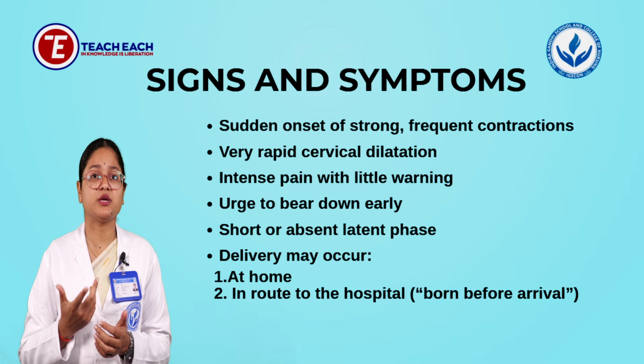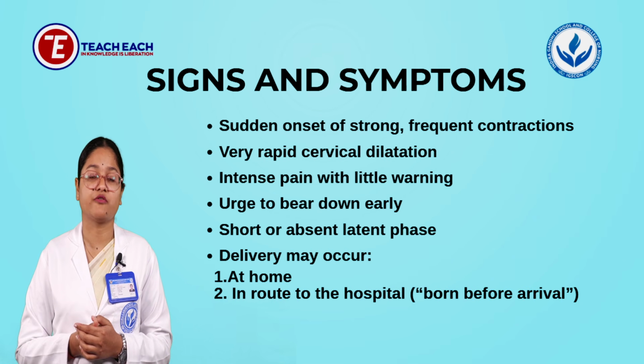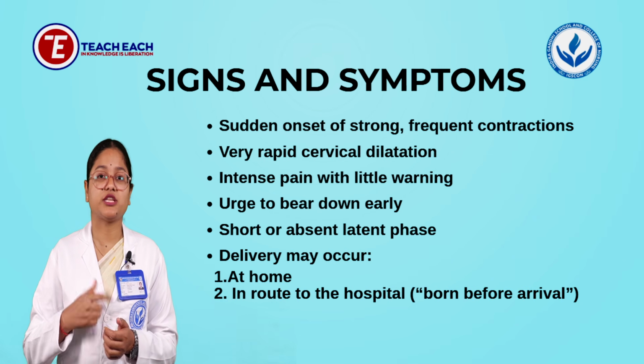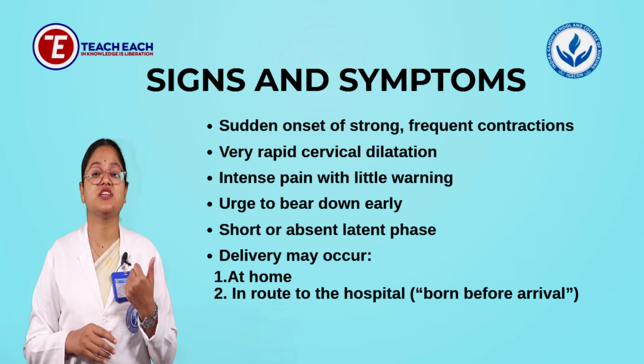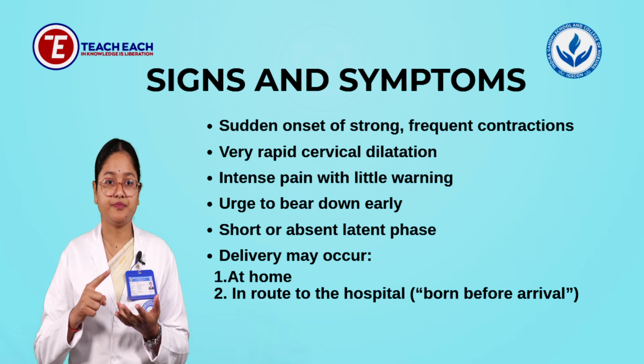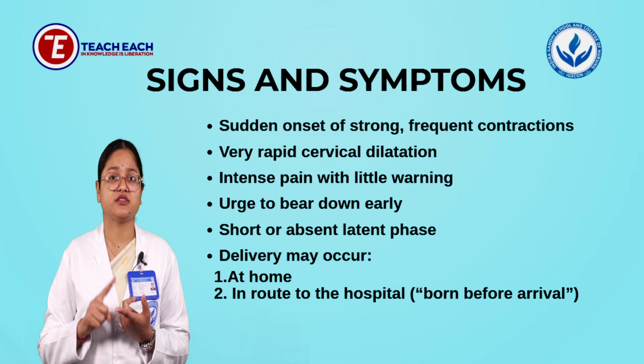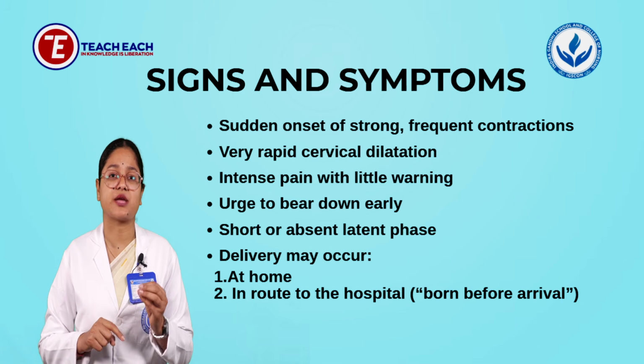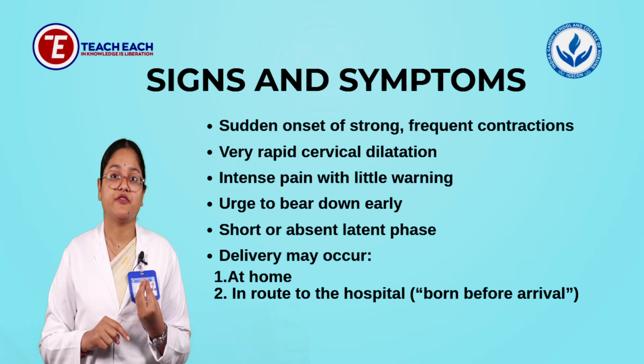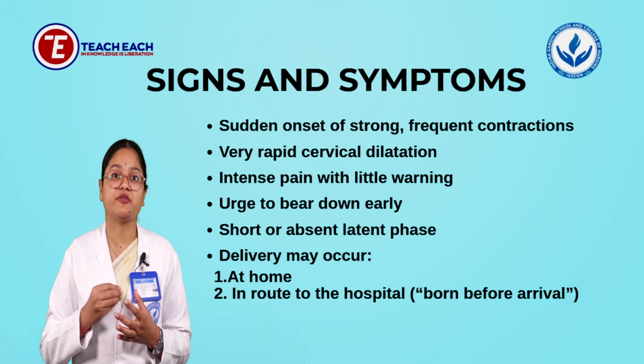Symptoms will be like sudden onset of strong, frequent contractions. The mother will complain that she is having very severe pain, pain at the side of the vaginal area and pain at the side of the rectal area. Basically, a primigravida mother won't be aware of how labor pain will feel, so we need to explain it to them.